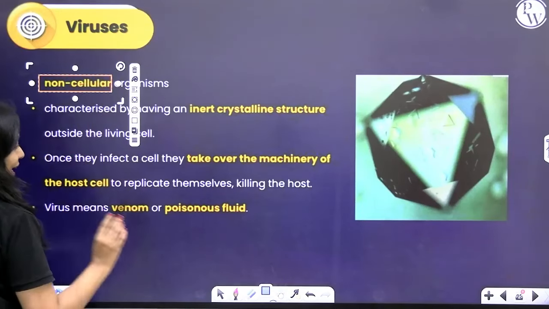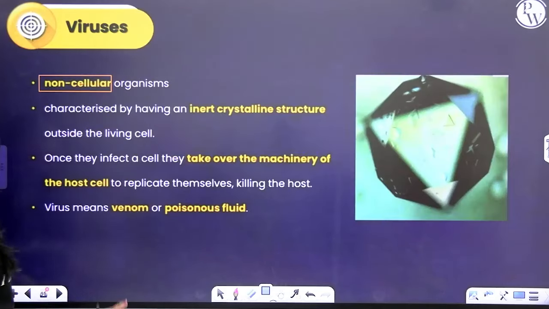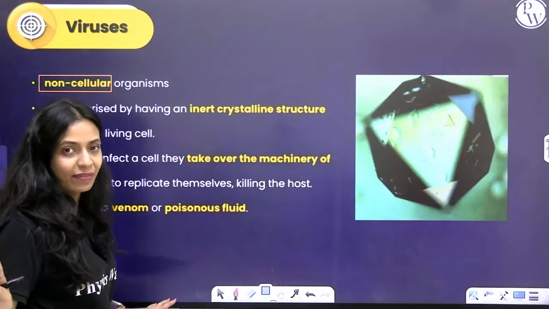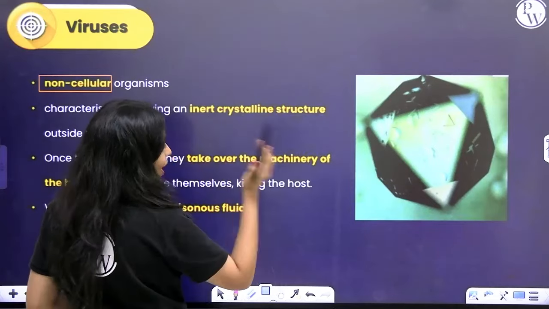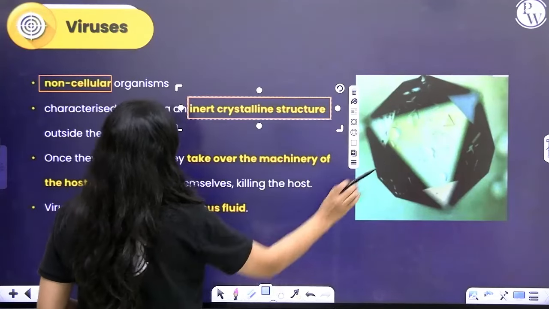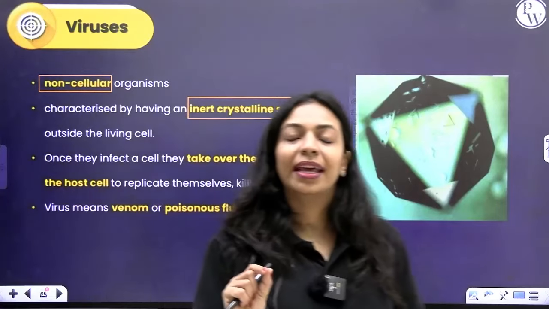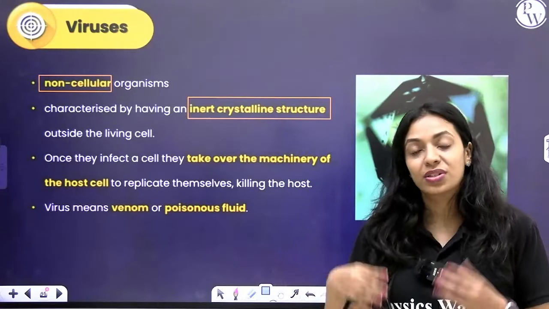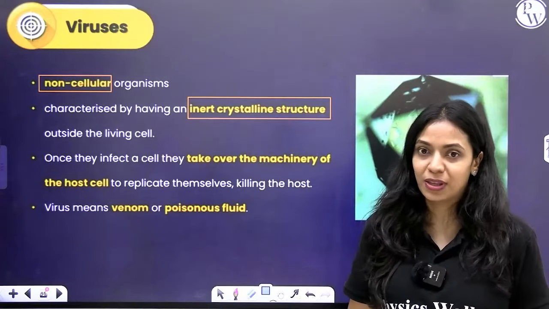They are obligate parasites, which means in the absence of a host, they cannot survive at all. They are equal to non-living things. Whenever they are living outside the host cell, they will have an inert crystalline structure. As soon as they infect their host, they will take over the cellular machinery of the host. They will use the host enzymes, they will use the host organelles and make more copies of themselves.